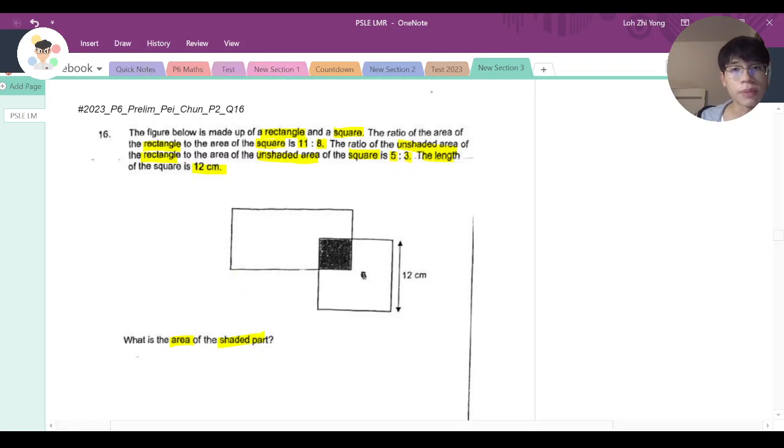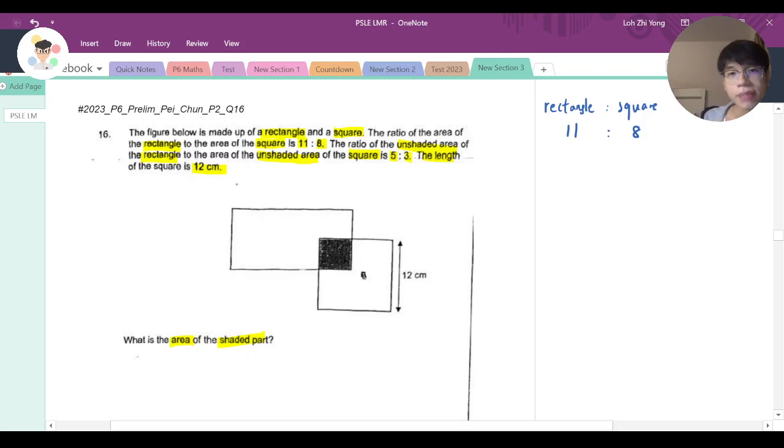Okay, so let me just write out here. So I have rectangle and I have square. So at first I have 11 to 8. This is the whole thing, whole rectangle, whole square.